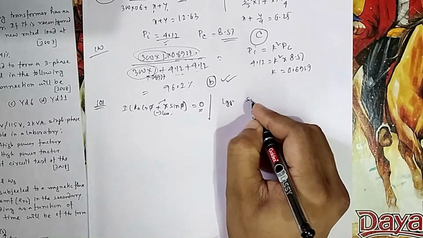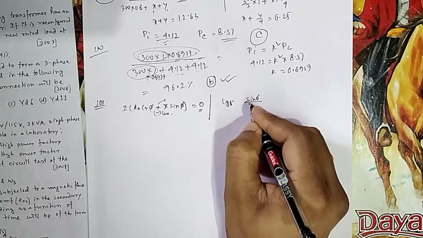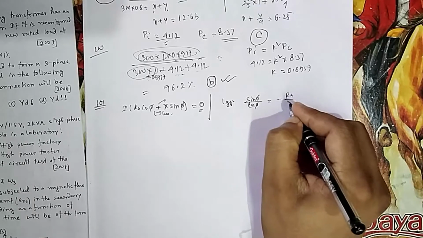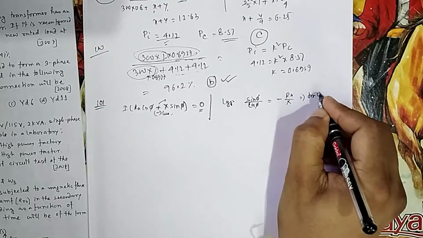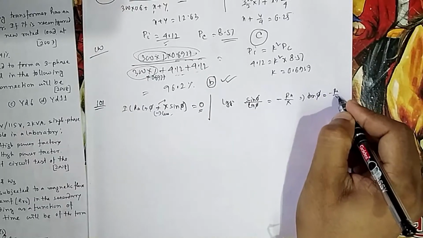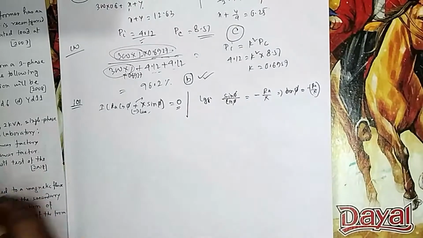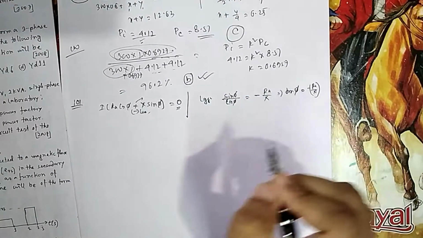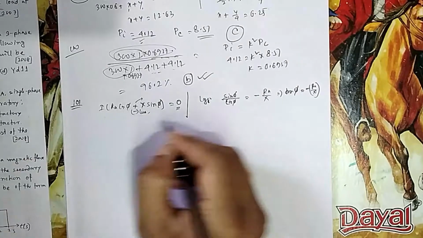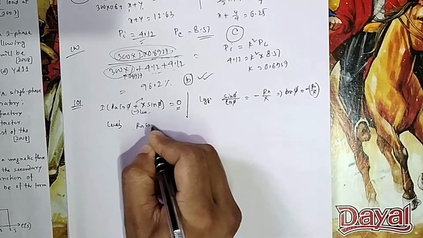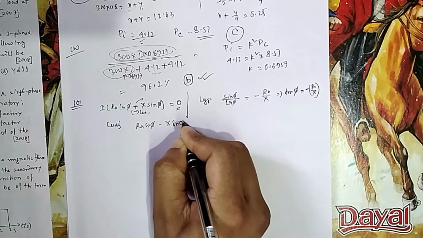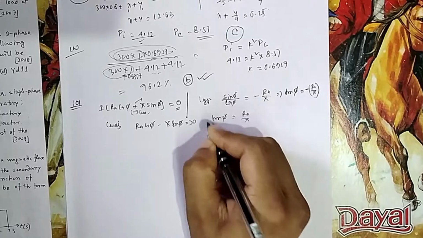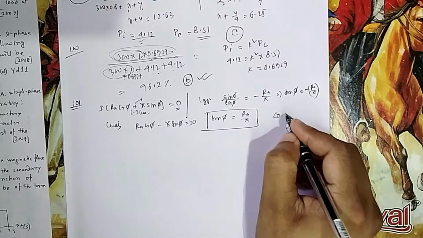So sin phi by cos phi, that is tan phi, should be equal to minus Ra by X. That means your tan phi should be negative, which is not possible. We know the power factor angle is between 0 to 90 degrees, so tan phi cannot be negative. Okay, so this is not possible. Now if you take the leading one, it will be Ra cos phi minus X sin phi equal to 0, which will give you tan phi equal to Ra by X.